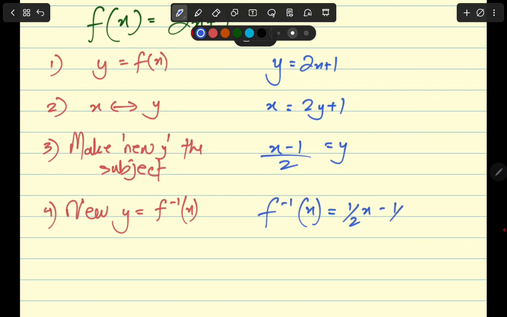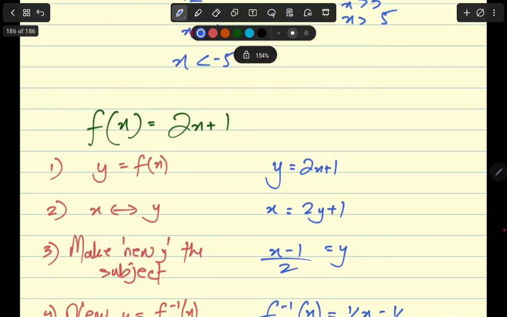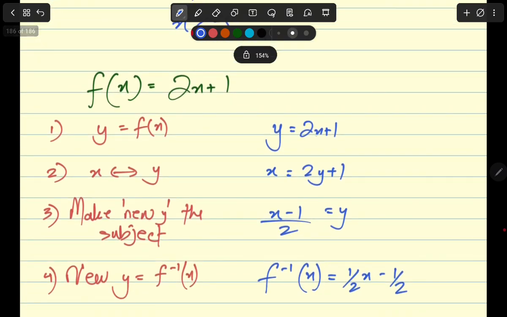Half x minus half. Now you will see that all of a sudden this 2x, which was steep, has changed into a gentle one. So you can clearly see that this is a reflection on the line y is equal to x.